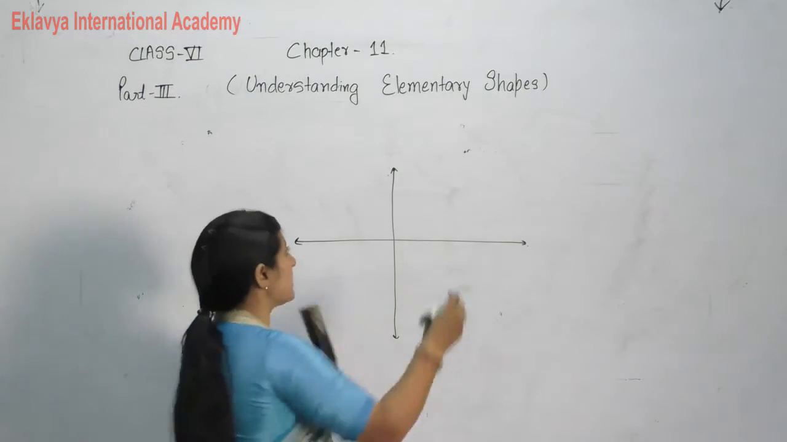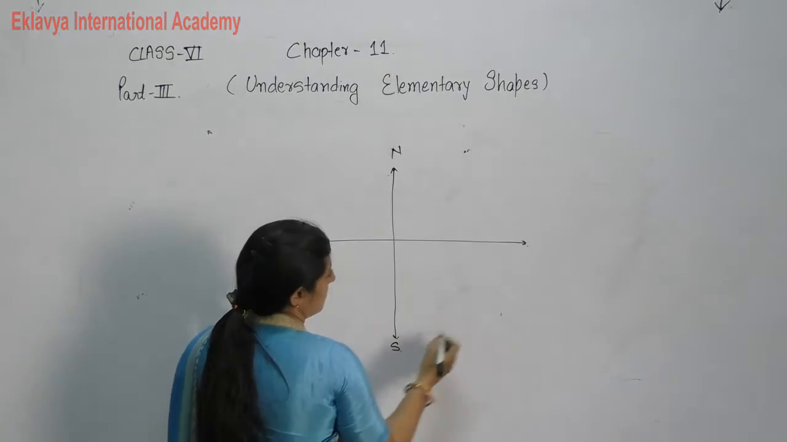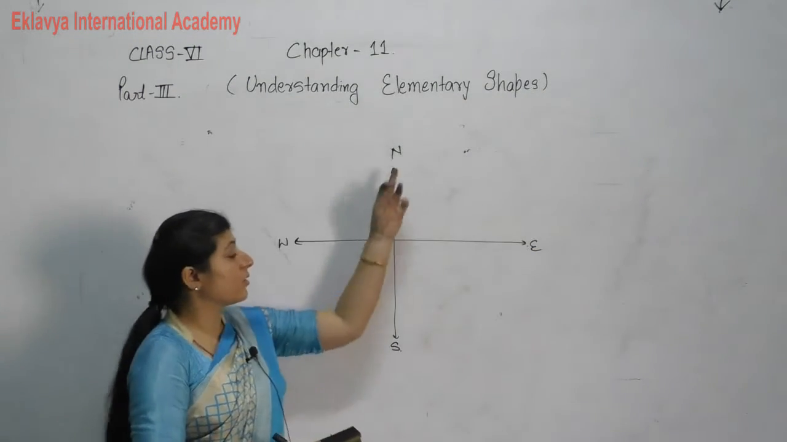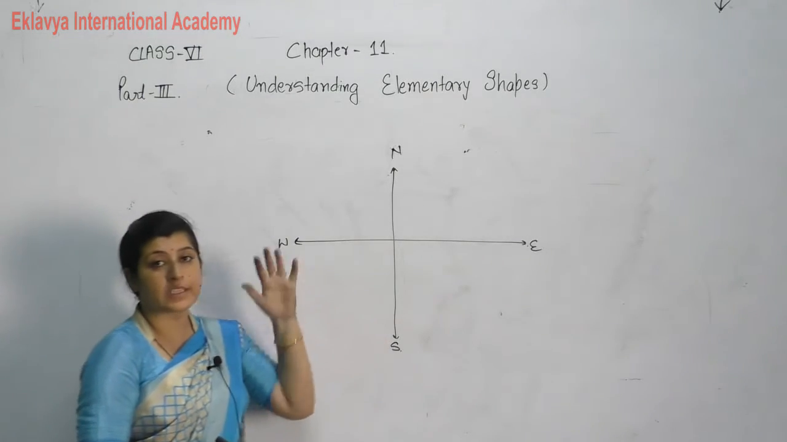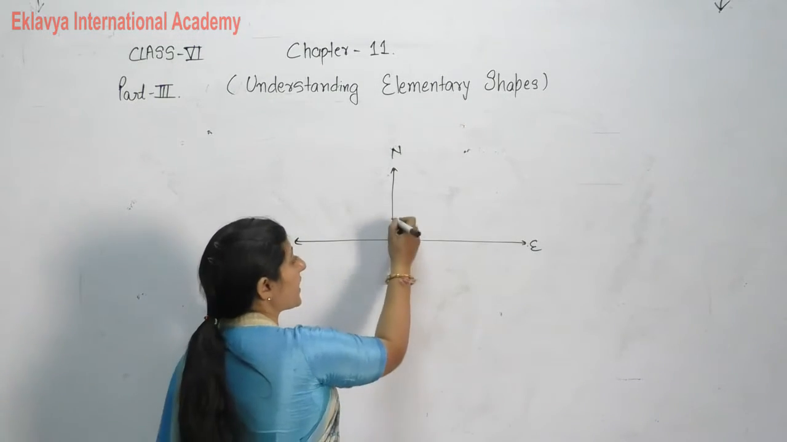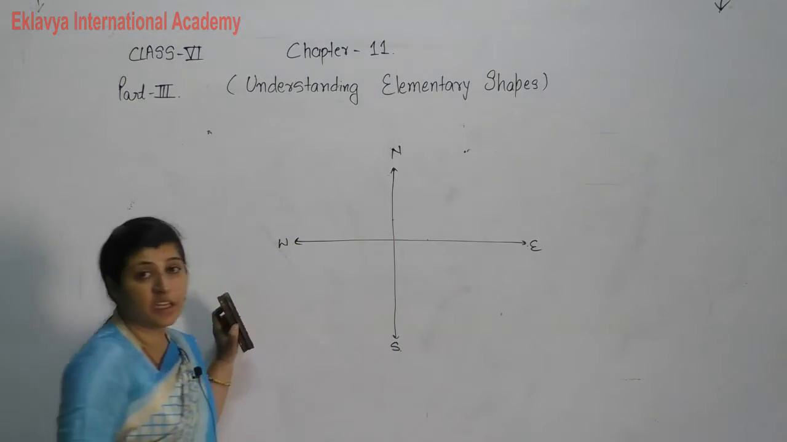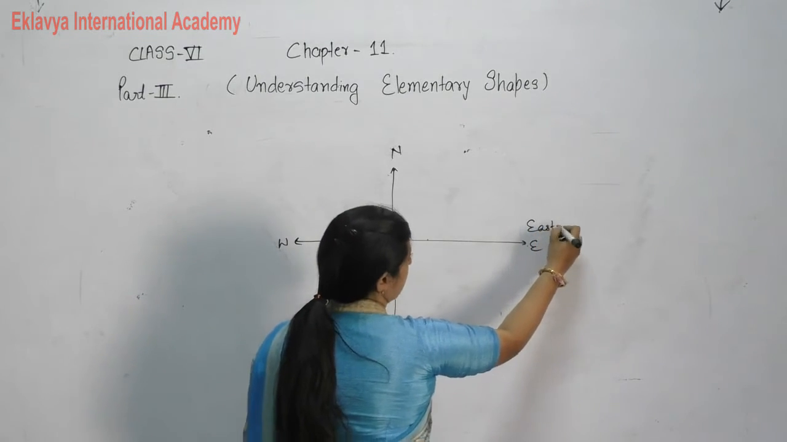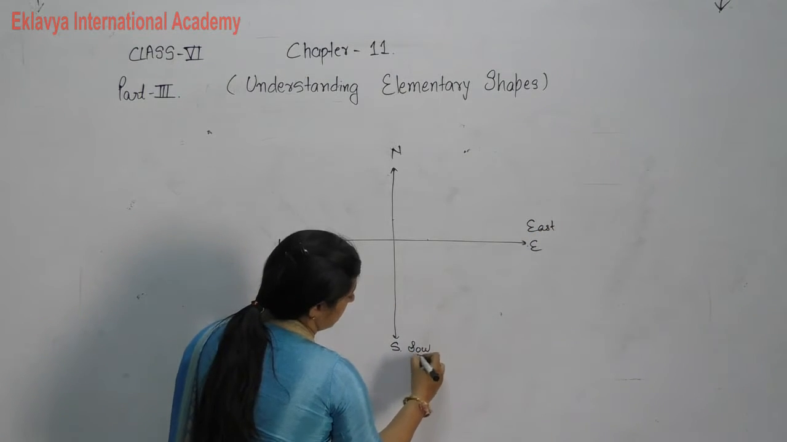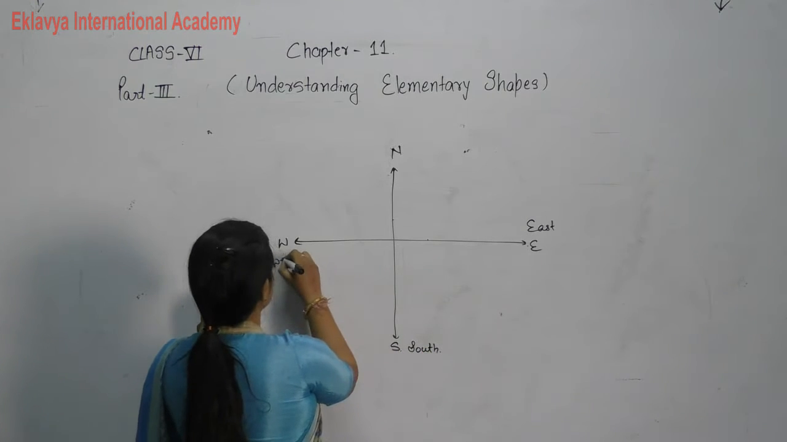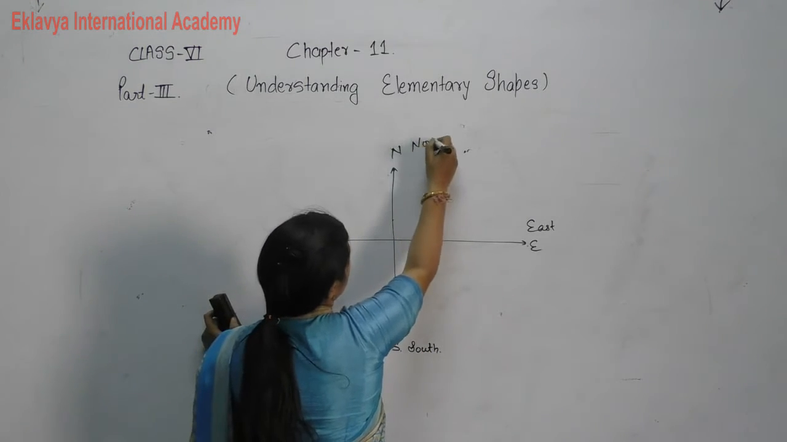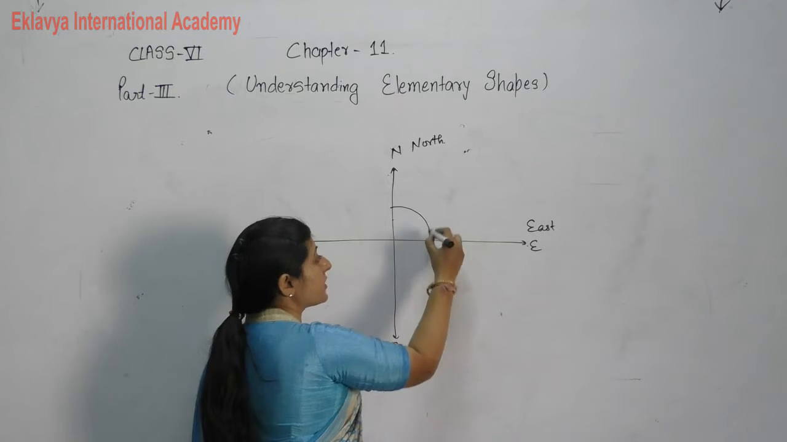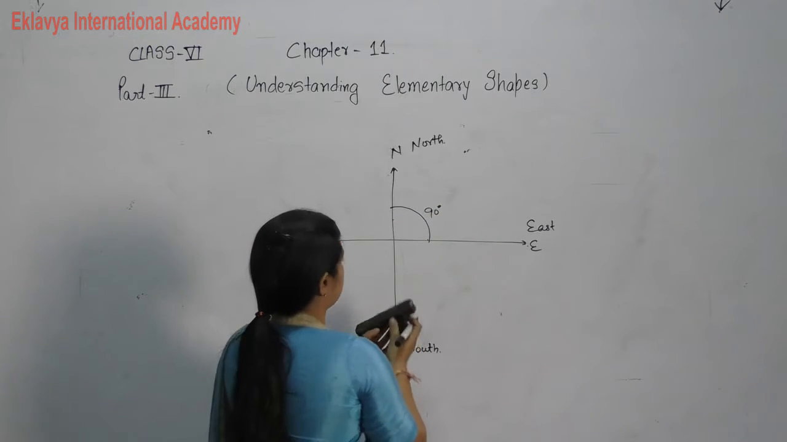In the directions, this is north, south, east, west. Just opposite, north to south, east to west. When you rotate 90 degrees from north, you will move towards east. That is east, south, west, north. Between north and east, if you see properly, there is a 90 degree angle.